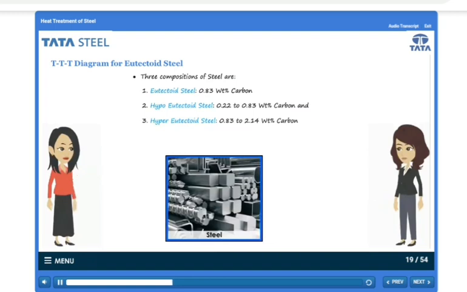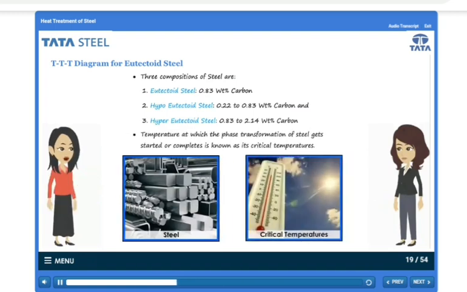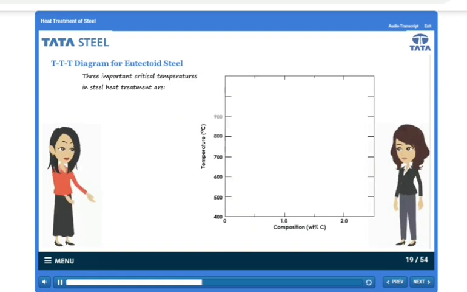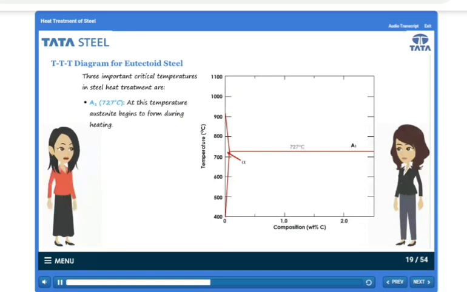Also, Reena, here it is important to note that the temperature at which the phase transformation of steel starts or completes is known as its critical temperature. Oh, okay. Please tell me about critical temperatures a bit. Sure. Look at this diagram, Reena. There are 3 critical temperatures in the steel heat treatment process. They are temperature A1, that is 727 degrees Celsius. At this temperature, austenite begins to form during heating. It is also known as the eutectoid temperature, and sometimes referred to as the lower critical temperature.